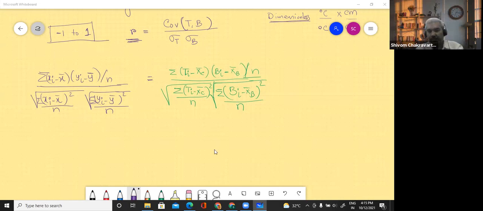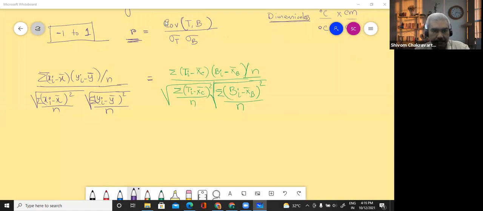Check. The indicator is showing I am audible, so I hope I am audible. So any ideas? See this n. In the numerator, there is an n divided by n. And these n's are actually under the square root sign. So each of these is square root of n and square root of n. And above there is an n.